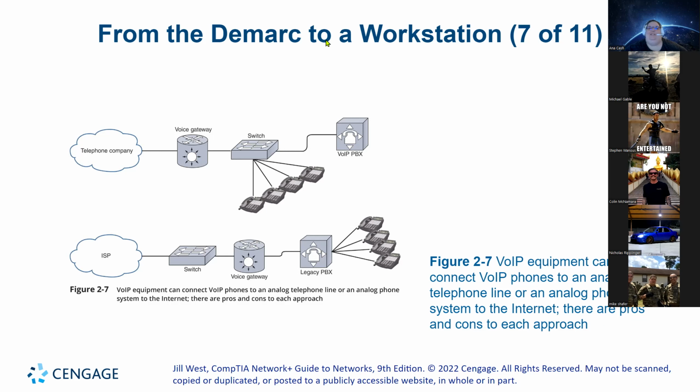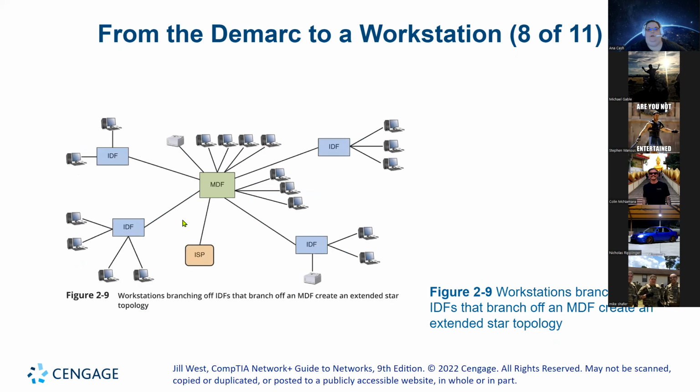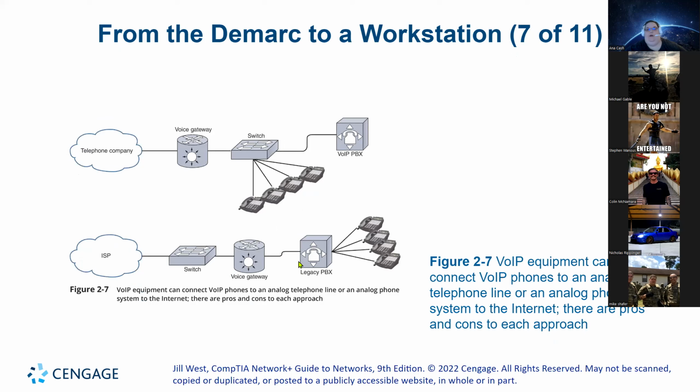So it's surprising. So this is the telephony company coming in, and this is the ISP coming in, just showing the differences between there's your voice gateway, your switch, which goes out to your phones, and then you have your VoIP PBX. Now this is the ISP switch. Voice gateway, and then you have a legacy PBX. And this is just different ways that you can pull them in.